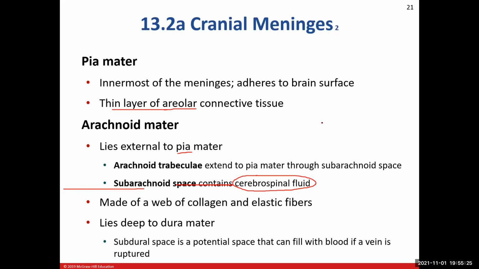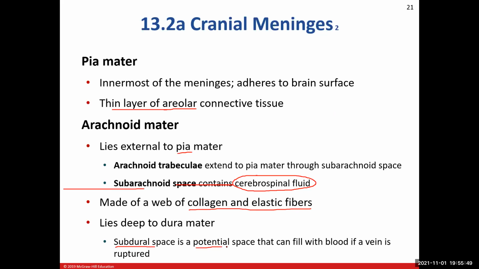All right. So the arachnoid mater, the spidery mother, we call it that because we have all of these collagen and elastic fibers that make up this layer. It looks like a web. Now, on the other side of the arachnoid mater, as we move towards the Dura Mater, we have another space. This is a potential space. It's called the subdural space.